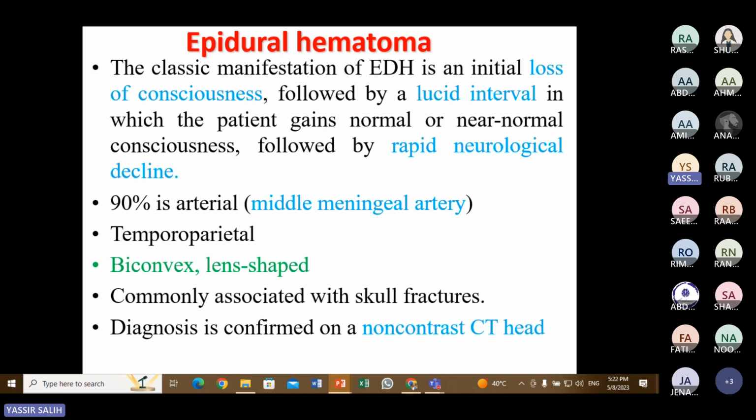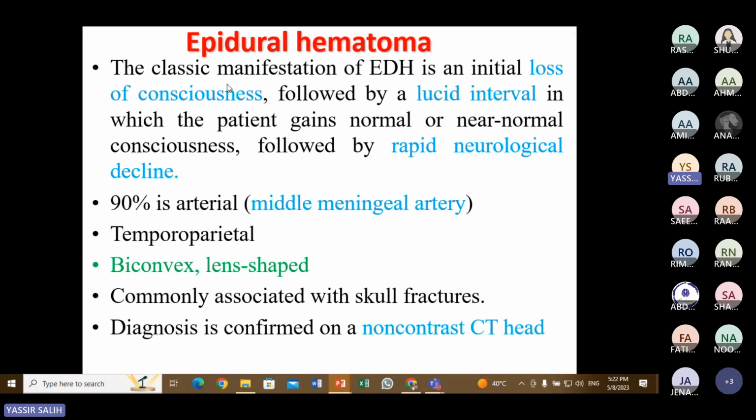So this should be put in your mind. The patient with epidural hematoma presents with loss of consciousness, then followed by a lucid interval, يعني gains the normal consciousness, then followed by rapid neurological decline. يعني بيحصل له rapid manifestation, loss of consciousness, and maybe fits, maybe weakness.